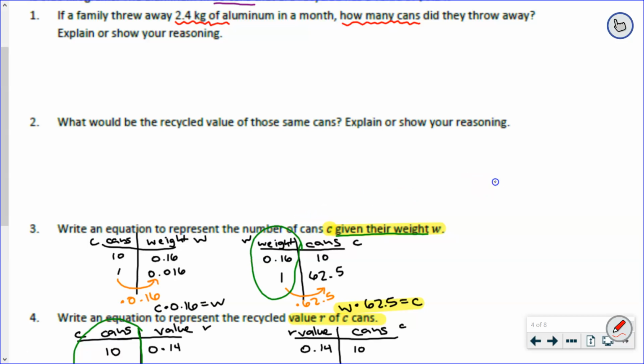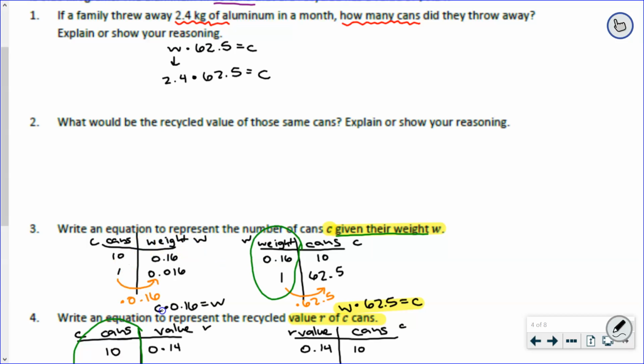Dex? Good. And why did you choose to use that one? Good. So if I use this one, W times 62.5 is equal to the cans. So let's write that one down. W times 62.5 is equal to C, or the cans. We know what W is. It tells us right here in the problem, so we're just going to substitute in that 2.4. And all I have to do then is multiply it by 62.5, and it will give me the number of cans. I'm curious, is there anybody who chose to use this equation?